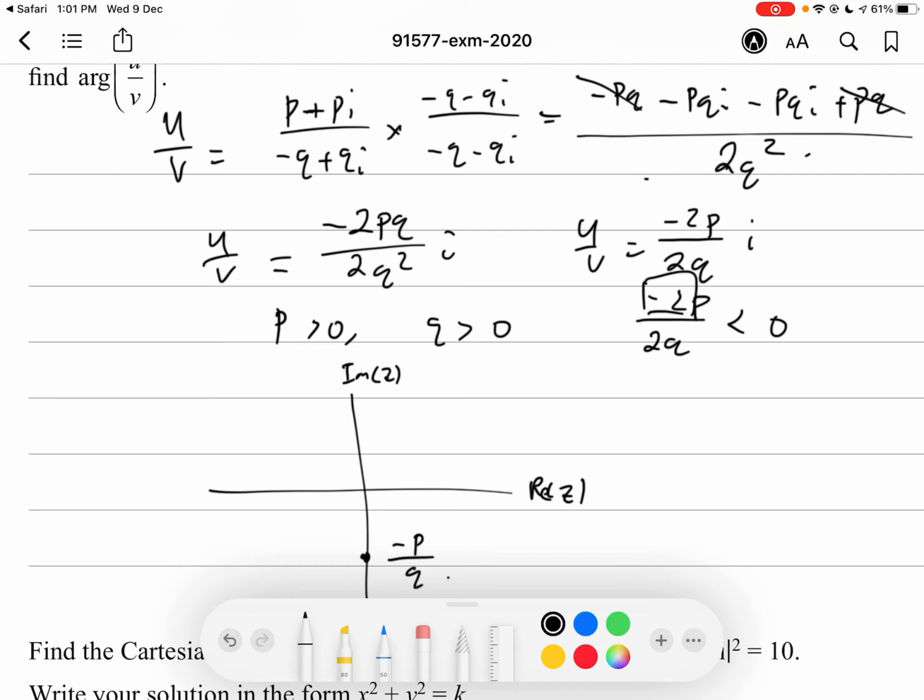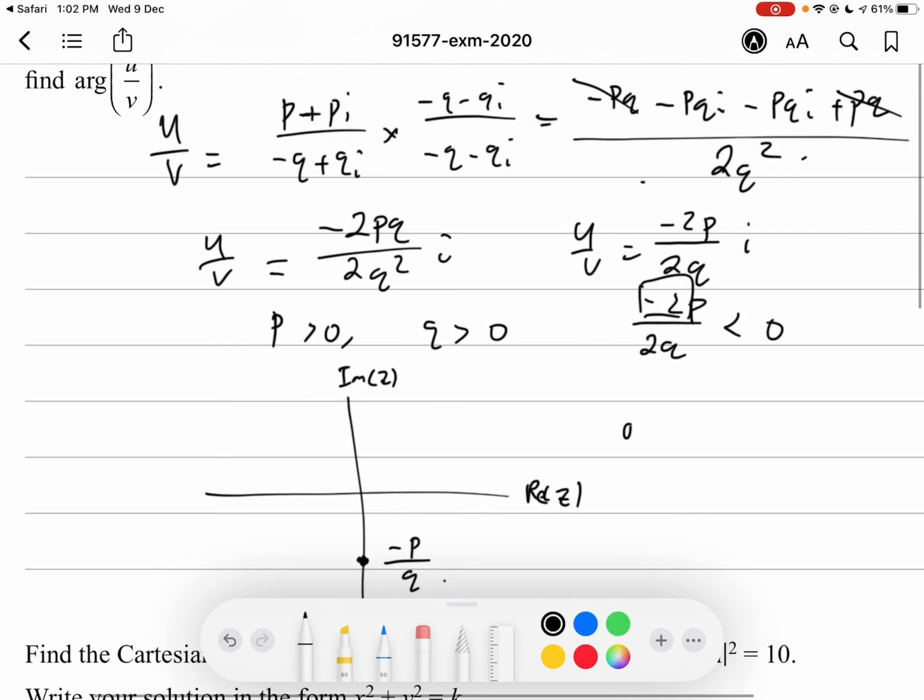Since we know that the real part is equal to 0, since they cancel each other out, this number is purely imaginary and it's negative, meaning that it's located along the negative end of the imaginary axis, and therefore our argument would be equal to this angle here, which is -pi over 2. So the argument of u over v therefore equals -pi over 2.